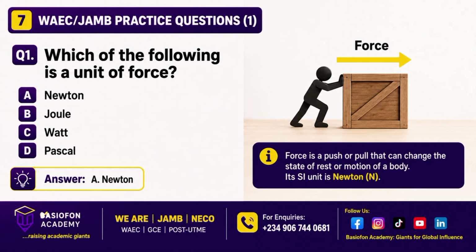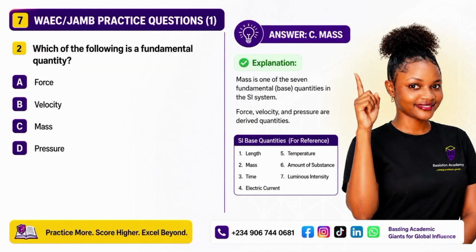Let's do a quick evaluation to see if you've been following. Question 1. What is the SI unit of force? A. Newton, B. Joule, C. Watt, D. Pascal. If your answer is Newton, then you're correct. Question 2. Which of the following is a fundamental quantity? A. Force, B. Velocity, C. Mass, D. Pressure. The answer there is mass. Why? Mass is one of the 7 fundamental quantities in the SI system. Force, velocity, and pressure are derived quantities.